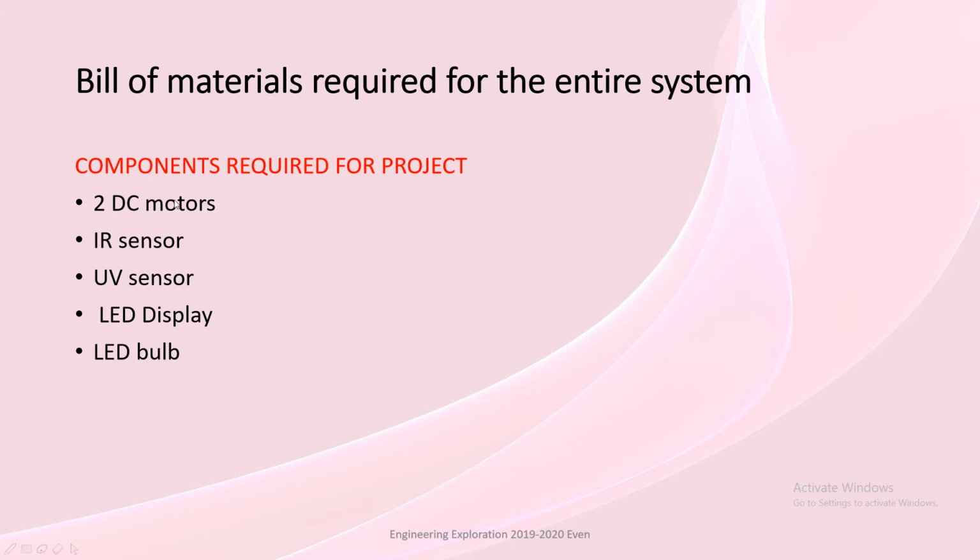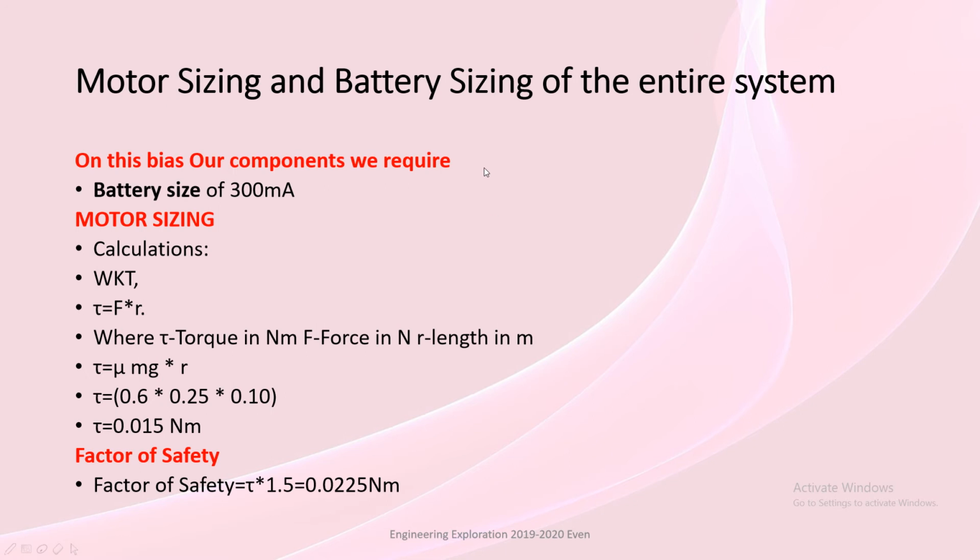The bill of materials, or the item requirement of our entire course project, is as follows. We require two DC motors, an IR sensor, a UV sensor, an LED display, and an LED bulb for indications. The battery sizing and motor sizing of the entire system are as follows. On the basis of the components we require, we need a 300 milliampere battery and a 0.015 Newton meter torque motor with a factor of safety, 0.0225 Newton meter.